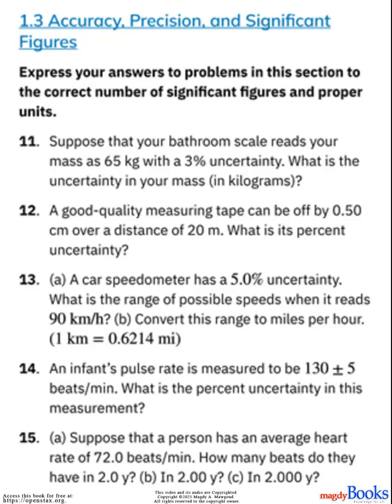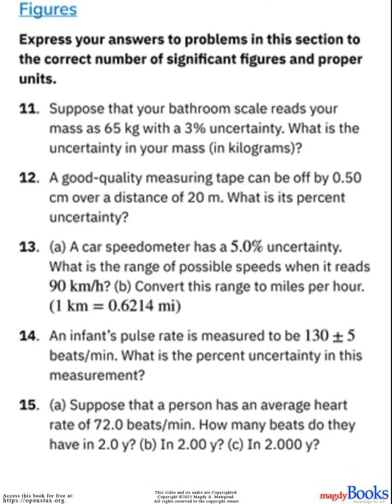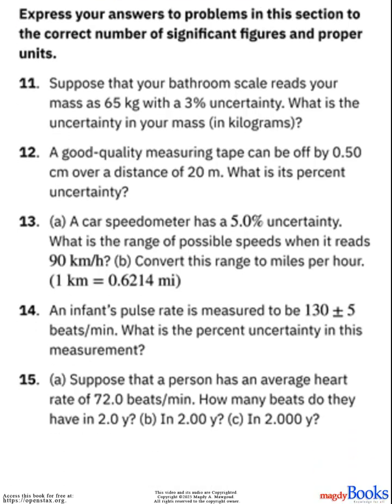13. A. A car speedometer has a 5.0% uncertainty. What is the range of possible speeds when it reads 90 km per hour? B. Convert this range to miles per hour. 1 kilometer equals 0.6214 miles. 14. An infant's pulse rate is measured to be 130 plus or minus 5 beats per minute. What is the percent uncertainty in this measurement?